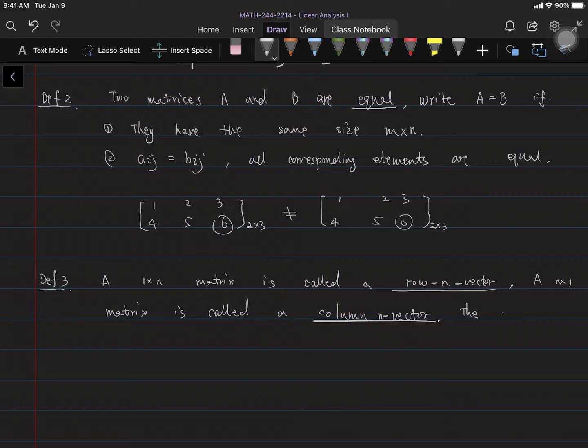And the elements of a row or column vector are called the components of the vector.